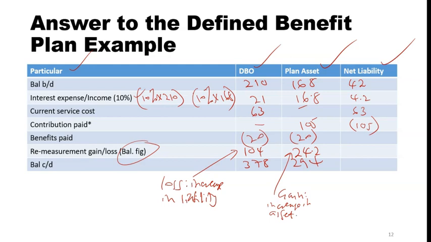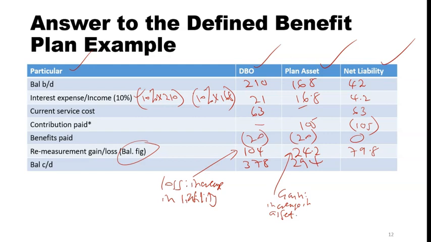Then here now, this one is the most interesting. The DBO has been reduced by 20, the plan assets have been reduced by 20. Are we going to have a negative 40 or a 0? Obviously, we are going to have a 0. Then 104 minus 24, this one is going to give us 79.8.